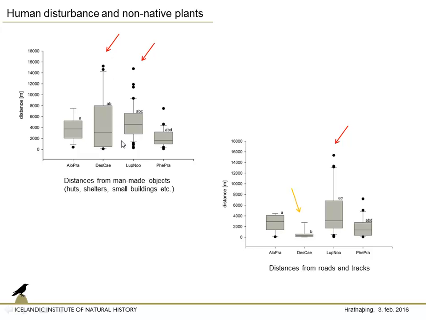These are Deschampsia cespitosa, Lupinus nootkatensis. They are able to spread over huge distances here and here. The same here. Lupinus is also spreading very efficiently over long distances, while, for example, the Deschampsia cespitosa is usually confined to some roads and tracks within the highlands.